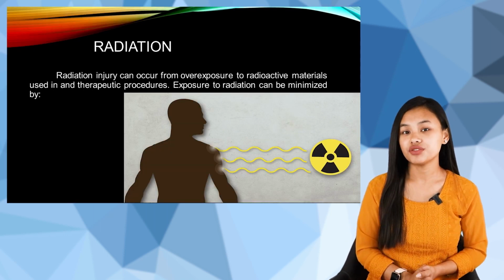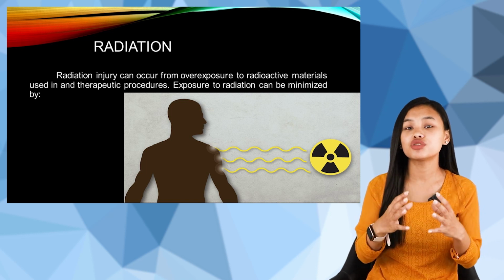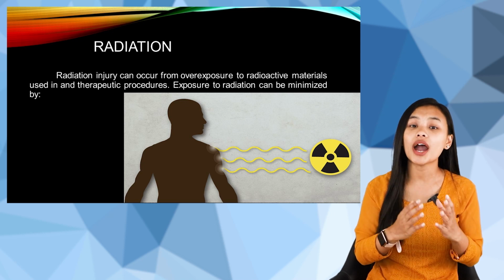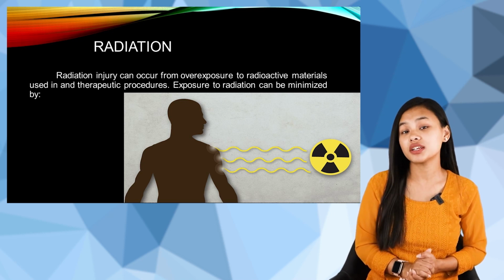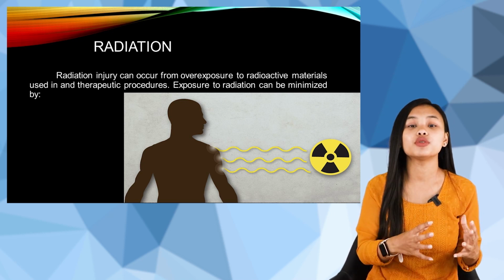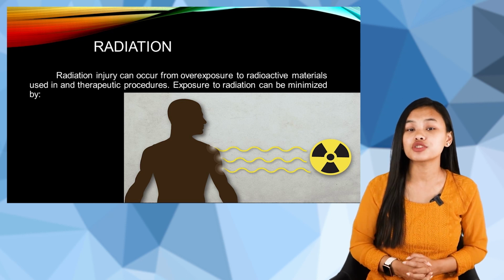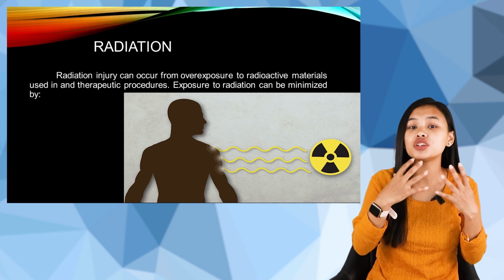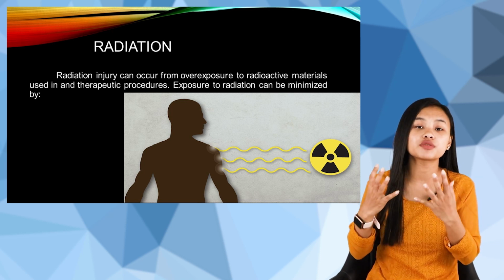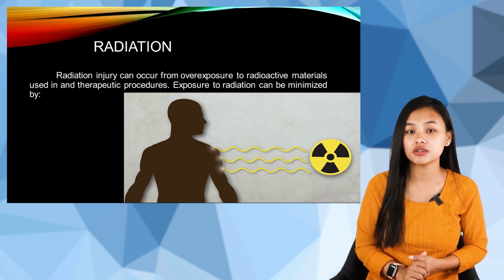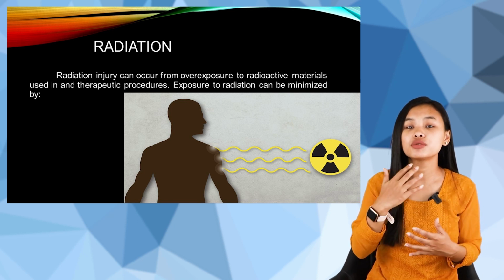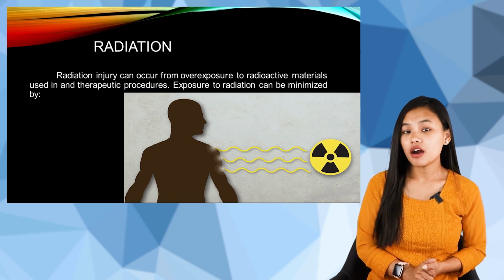And the next one is radiation. So here radiation injury can occur because of the overexposure to the radioactive materials which is commonly used in the therapeutic procedures. As we know, there are various therapeutic procedures in which we need to be exposed to these radioactive materials, right? So if an individual is being overexposed to these, then it can be harmful, right?